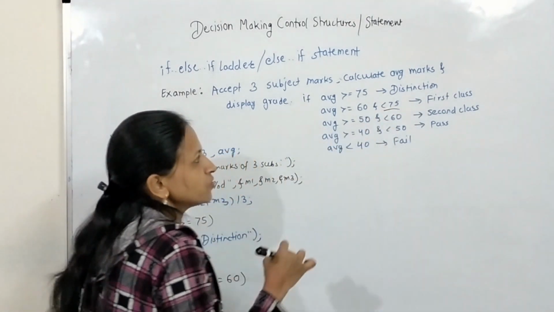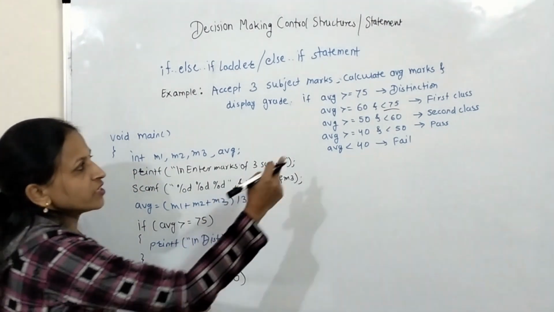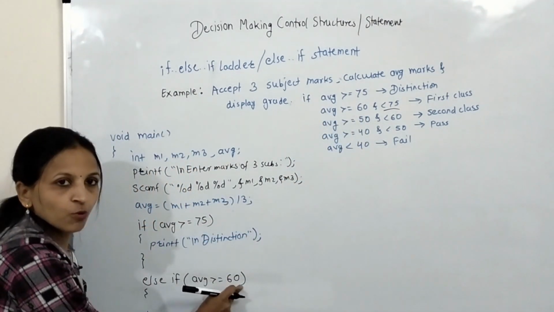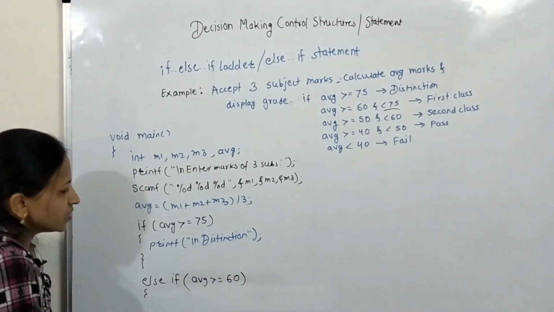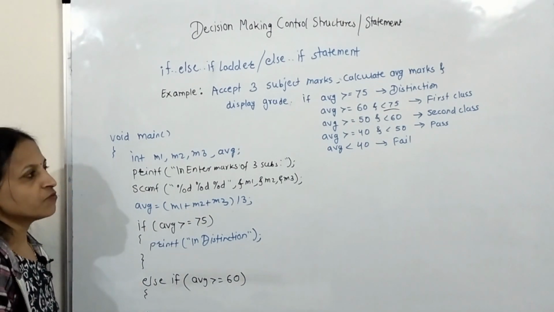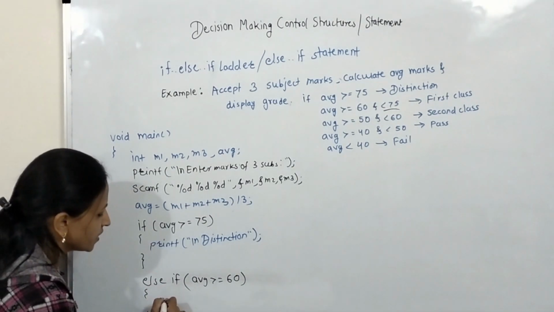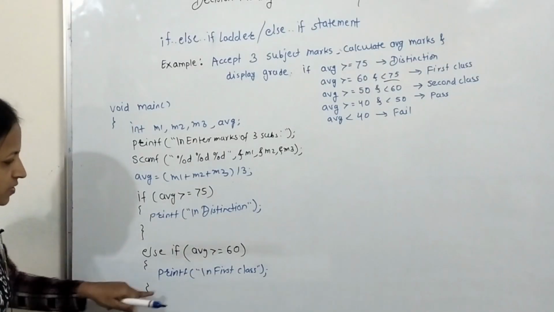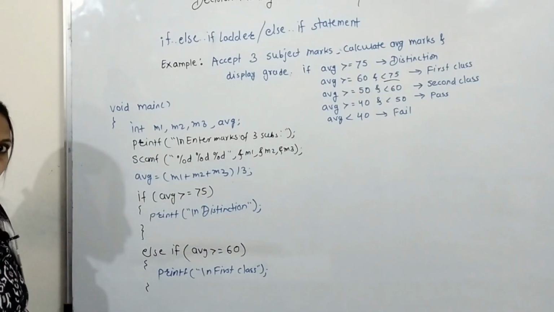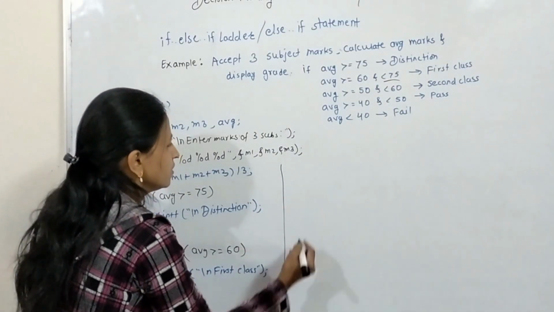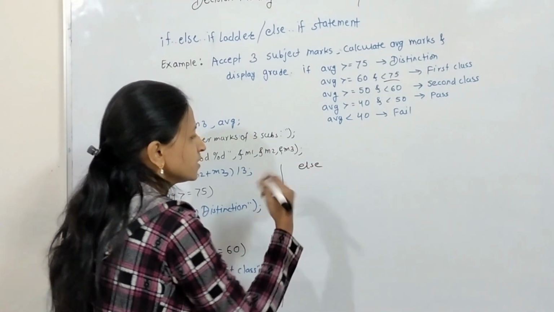This is already true, and now we just have to check whether average is greater than or equal to 60, that we have mentioned here. In this case, we can say it is first class, so just print first class. Again, suppose this condition is false, then again control will come towards the next else.